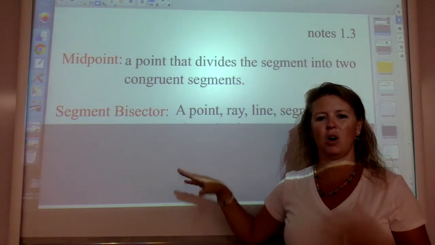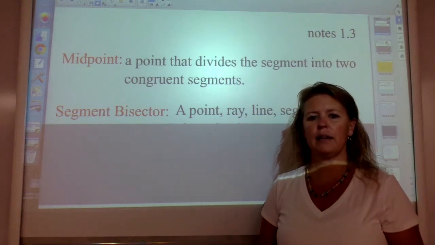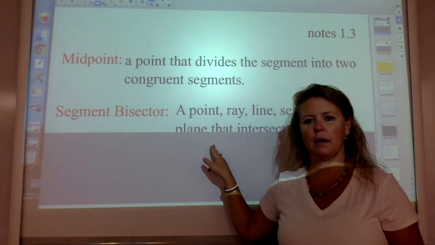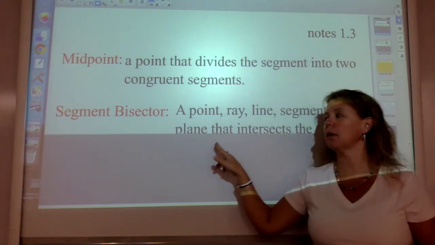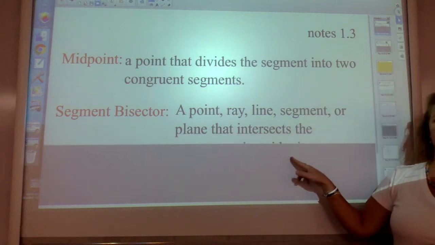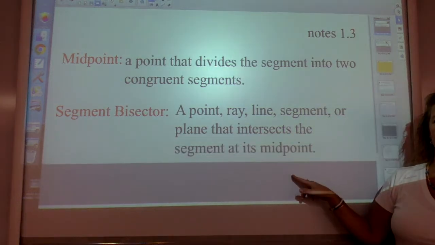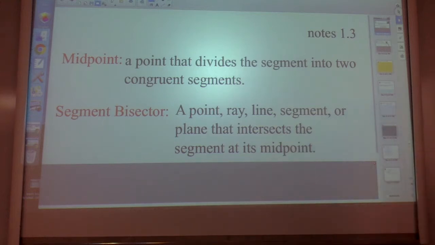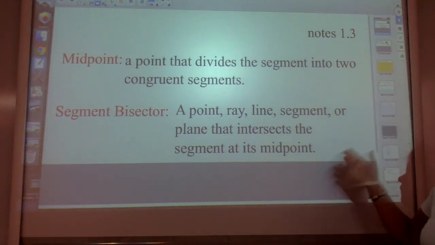Segment bisector, almost the same, a little bit different, but a segment bisector can be a point, it can be a ray, it can be a line, it can be a segment, or it can be a plane that intersects the segment at its midpoint. So you have a midpoint of the segment, and then a segment bisector is what's causing that to split. Is it a point, a ray, a line, a segment, or a plane?